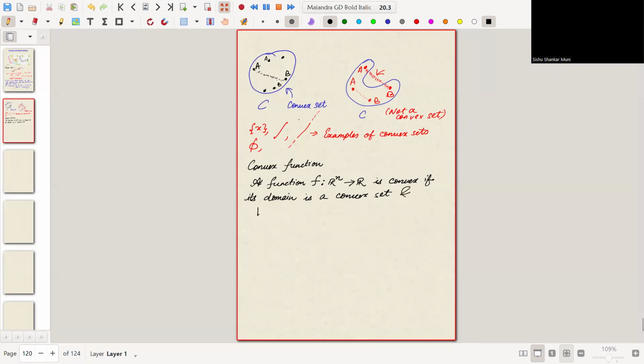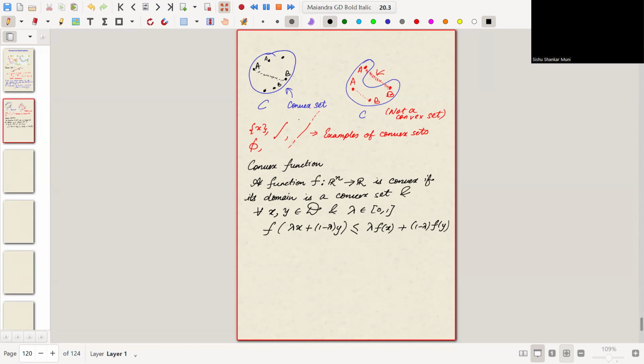That means for all x, y belonging to the domain D, and also a parameter lambda between 0 and 1, we have this quantity: your function evaluated at the convex combination, that is f of lambda x plus 1 minus lambda y, is less than or equal to lambda f of x plus 1 minus lambda f of y. There is a very nice intuition. There are two intuitions behind this statement, which I will communicate to you, and after that you can appreciate this definition a bit better.